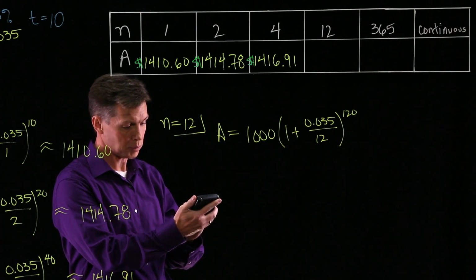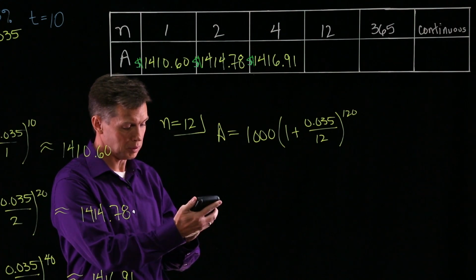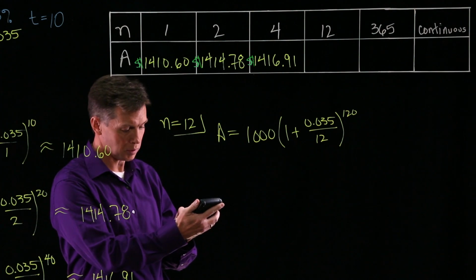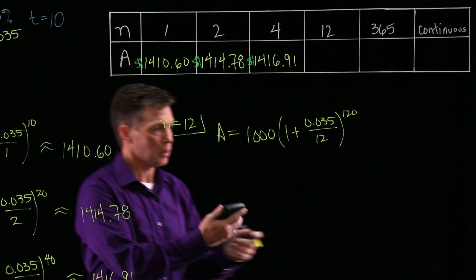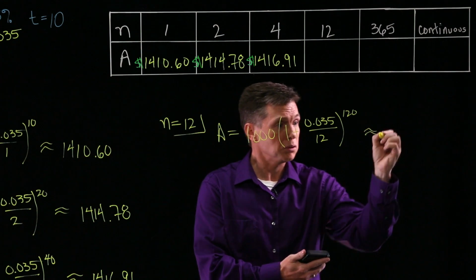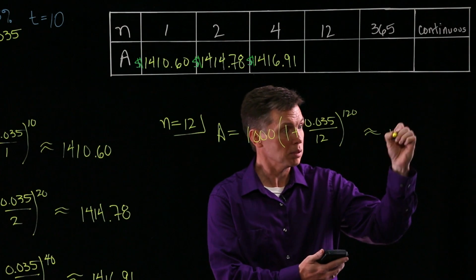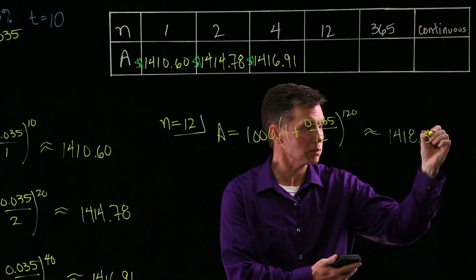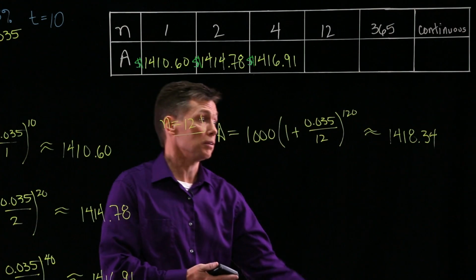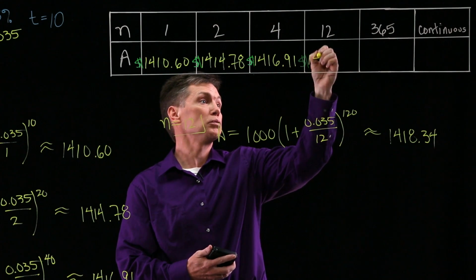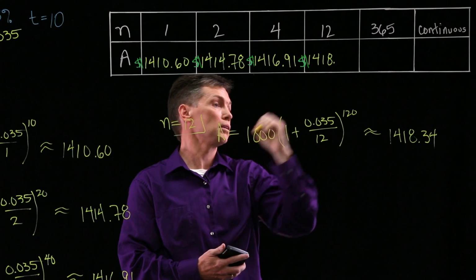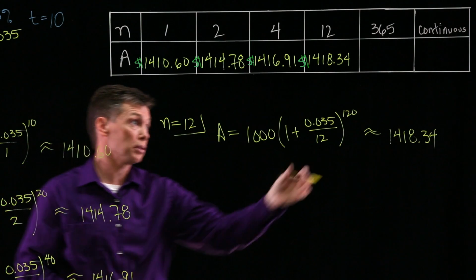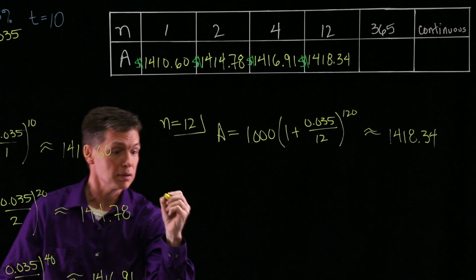1,000 times parentheses 1 plus 0.035 divided by 12, close parentheses, raised to the 120th power. Still dollars and cents, so I'm rounding to 2 decimal places. I get 1,418.34. Back to the table, 1,418.34. Okay, next my n is 365.